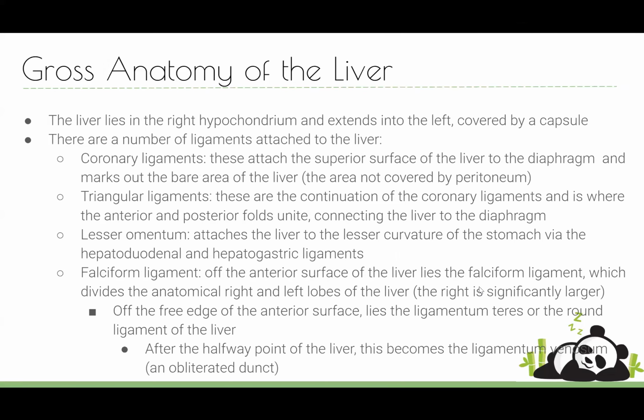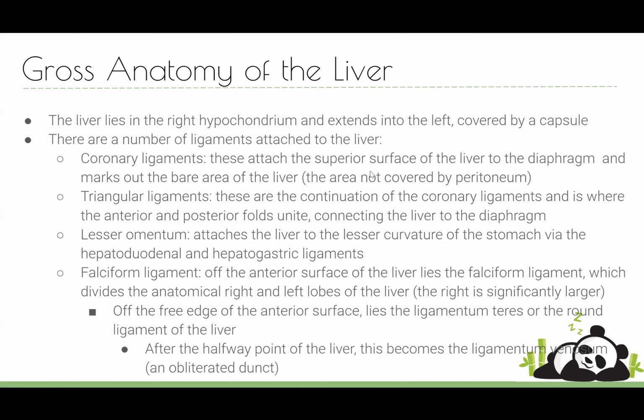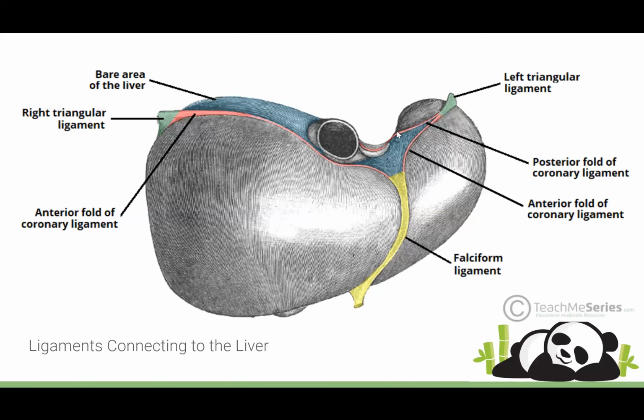Okay, the liver. The liver lies in the right hypochondrium, so just the right area underneath your ribs, and it's covered by a capsule. There are a number of ligaments that attach to the liver: the coronary ligaments, the triangular ligaments, the lesser omentum, and the falciform ligament. The coronary attaches to the superior surface, so these ones here. The triangular ligaments are the continuation of the coronary ligaments and are where the anterior and posterior folds meet.